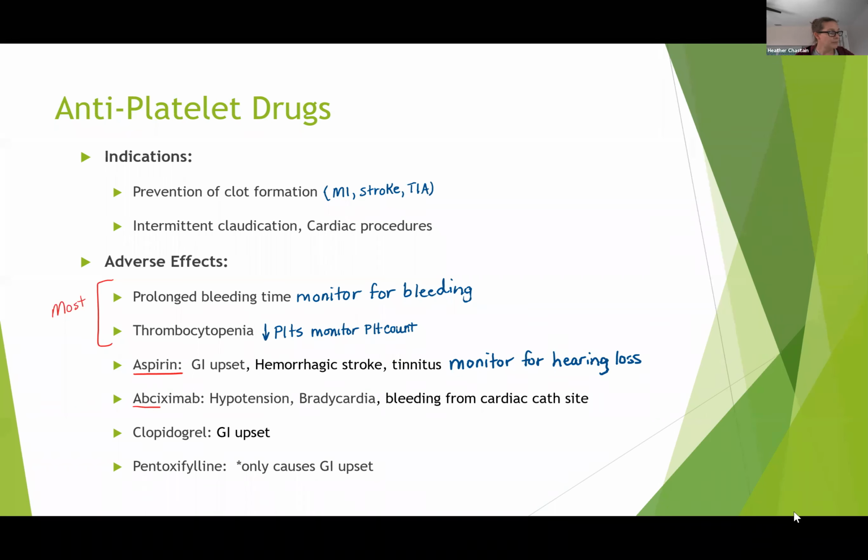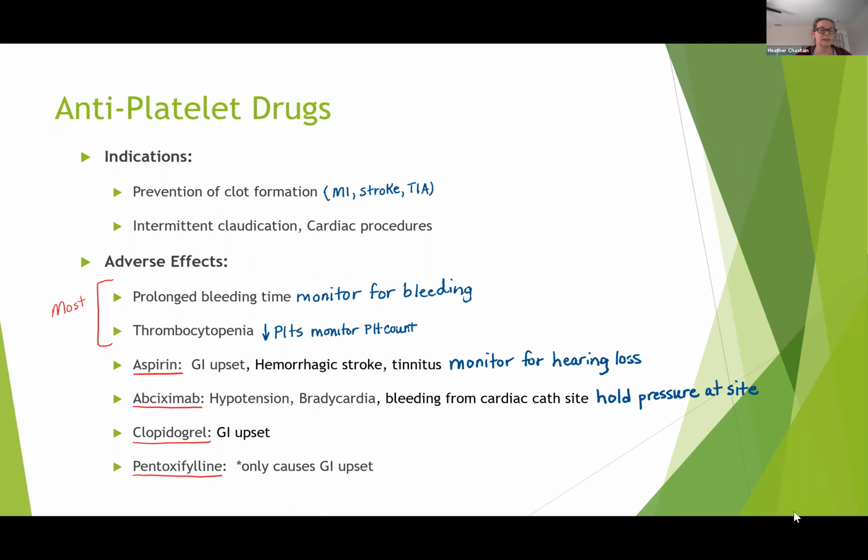Abciximab, remember this one's a little different. It can cause hypotension, bradycardia, and bleeding from the cardiac cath site. So if we have that, we want to make sure that we're holding pressure at the site. You do that anyway, but you would hold it for a little bit longer if they're on abciximab. Clopidogrel causes GI upset. Pentoxifylline, this only causes GI upset.